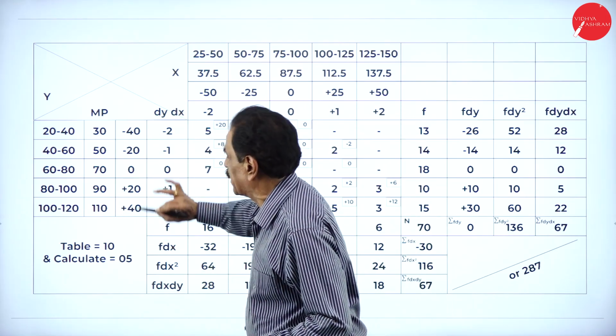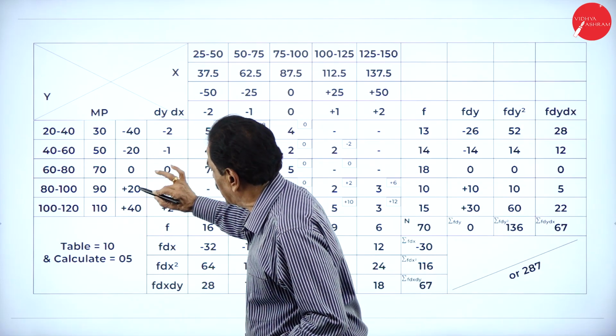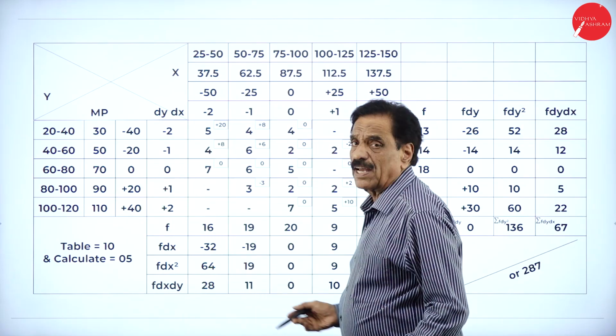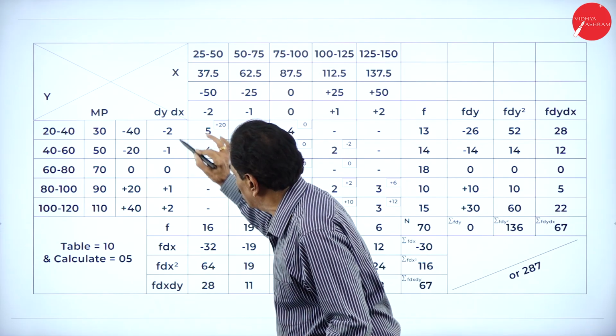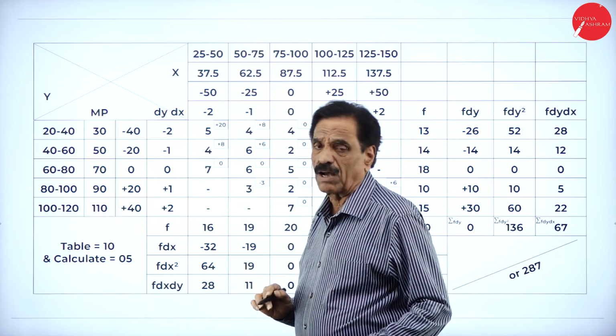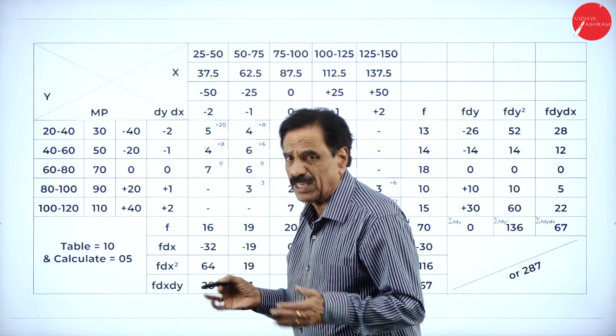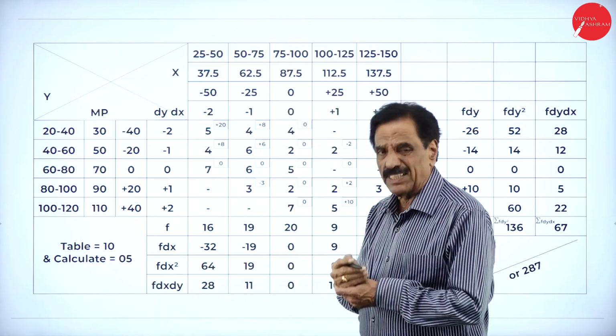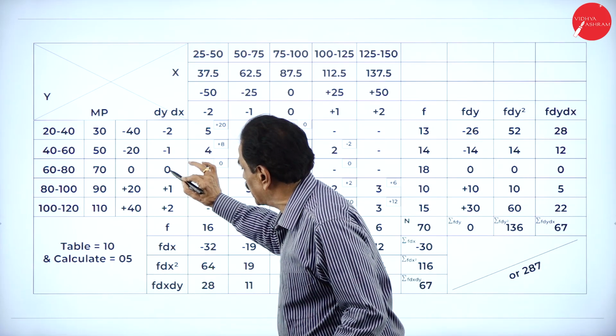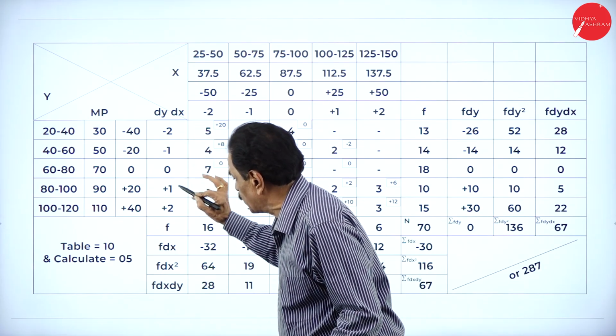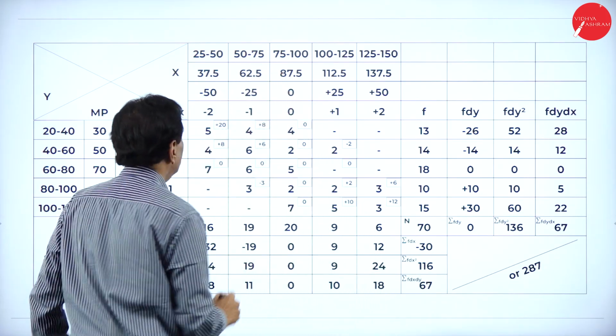We can take the middle number as 0, then minus 20, minus 40, plus 20, plus 40. Or we can take the middle number as 0, then 1, 2, 3, we can do it. As an example, I took the center number as 0, minus 1, minus 2, plus 1, plus 2. Same thing goes here.